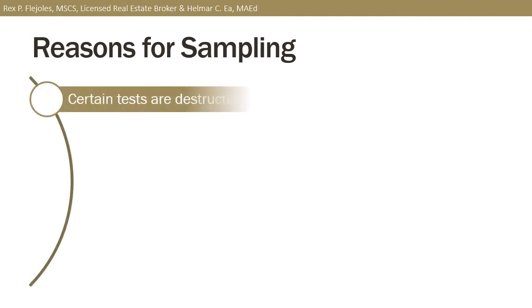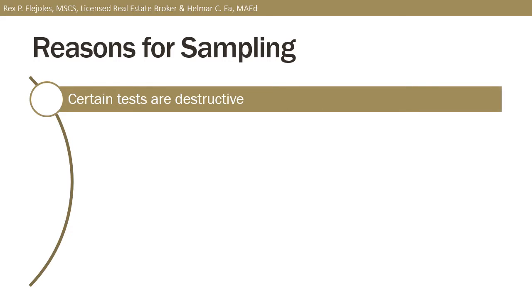Several reasons support sampling. First, certain tests are destructive. There are instances in which, in order to determine the characteristic of a certain object, it requires its breaking point. As a result, it may no longer be of use.